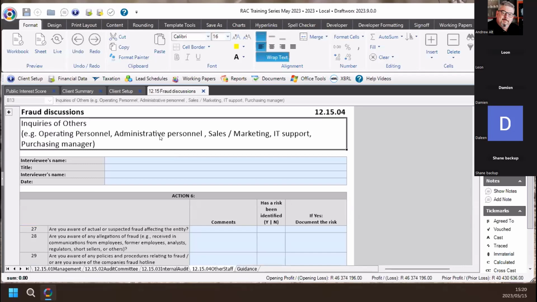Now, again, depending on the nature of the entity that you are auditing, who this would be is going to be different in each case. On more complex entities, you might speak to the head of a creditors department. Whereas in a small entity, it might be the accountant who's also the creditors clerk, who's also the debtors clerk, who also does the banking and so on and so forth.